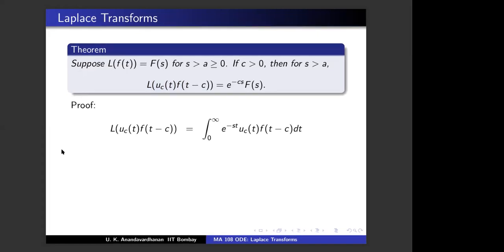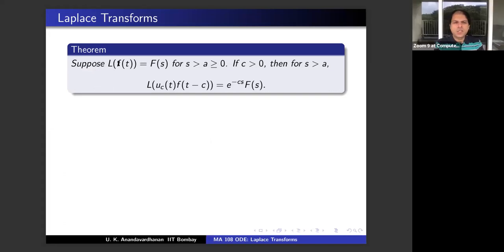Sir, can you please explain the theorem again? That's what you see here. You have a function f and its Laplace transform is given to you. If you translate this function by c and multiply by the corresponding Heaviside function, then its Laplace transform is the original Laplace transform multiplied with the factor e power minus cs, where c is this c. Is that clear? Yes, sir.